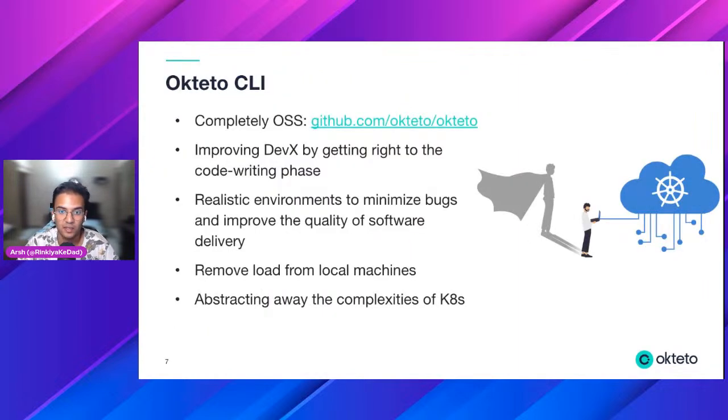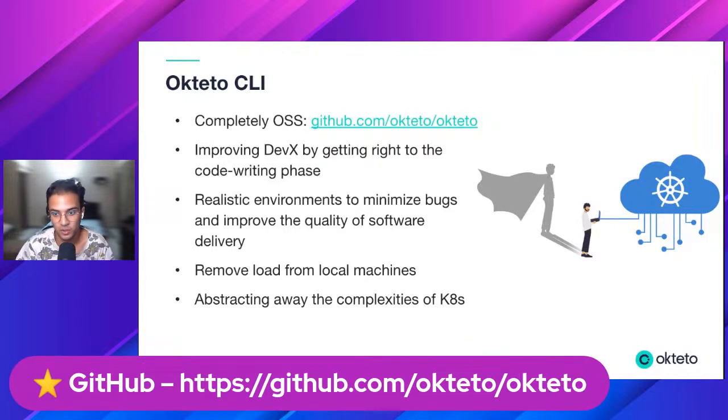This brings me to an open source project, which is Okteto CLI. It is a completely open source CLI tool. You can see the source code at github.com/okteto/okteto. The goal of this project is to improve the development experience for developers when developing cloud native applications. So we try to overcome all the shortcomings we discussed in the previous slides.